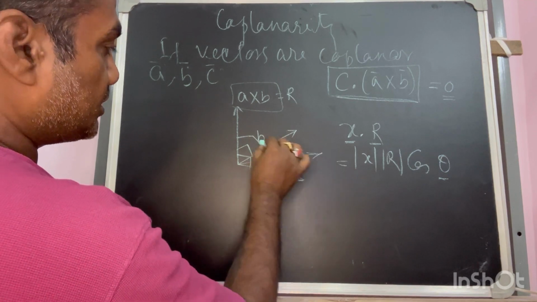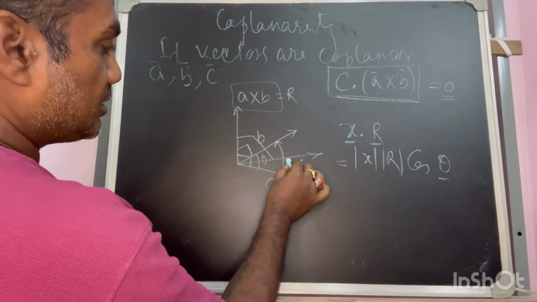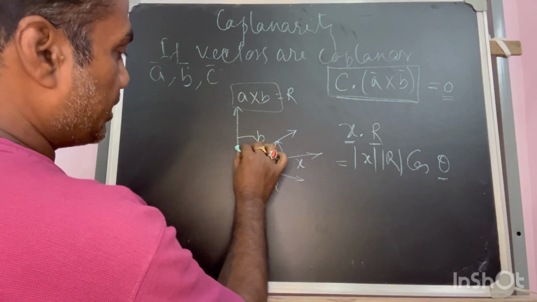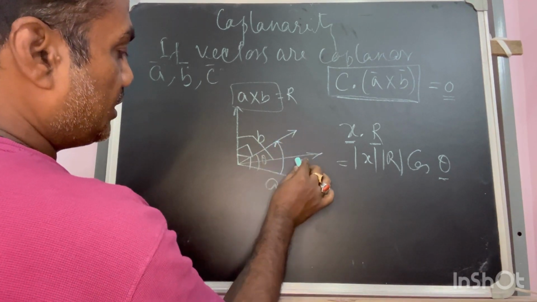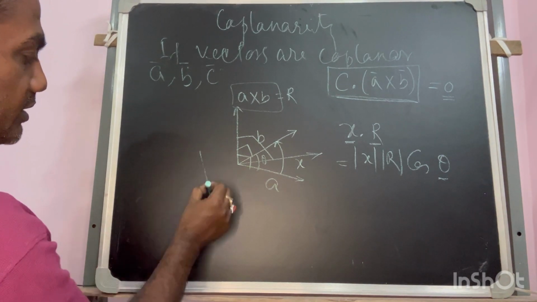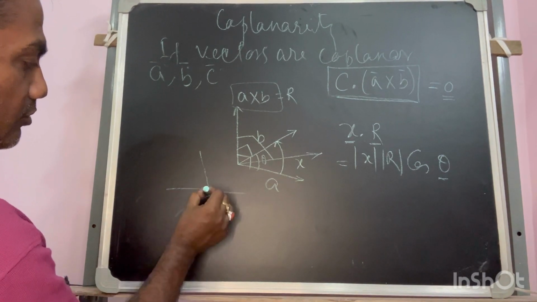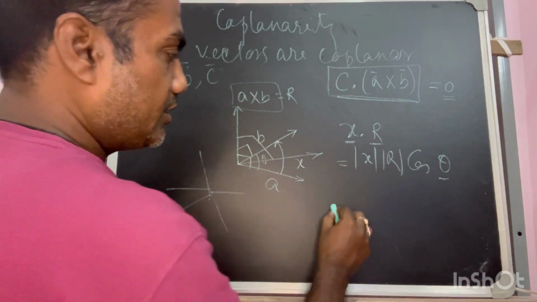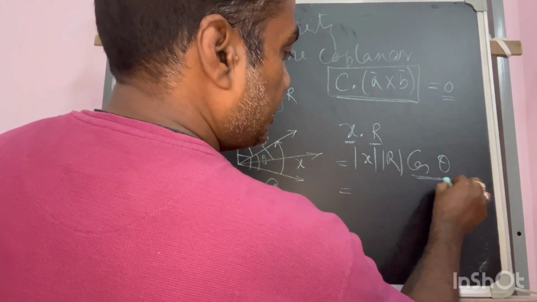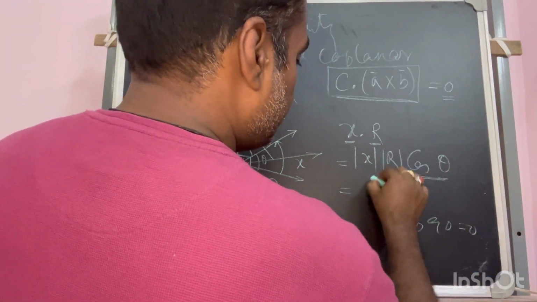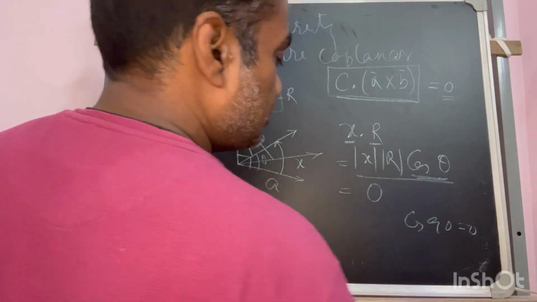Now what is that X and R? X is the vector which is lying on the AB plane. If R is A cross B, then any vector on this board will always make 90 degrees with it. So X also makes 90 degrees. So ultimately cos 90 is equal to 0, and this total thing will come to 0.